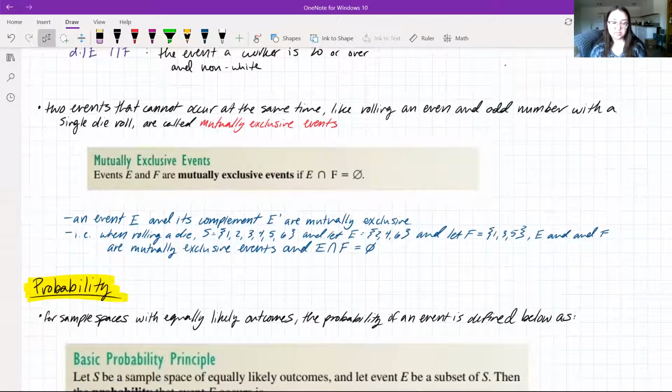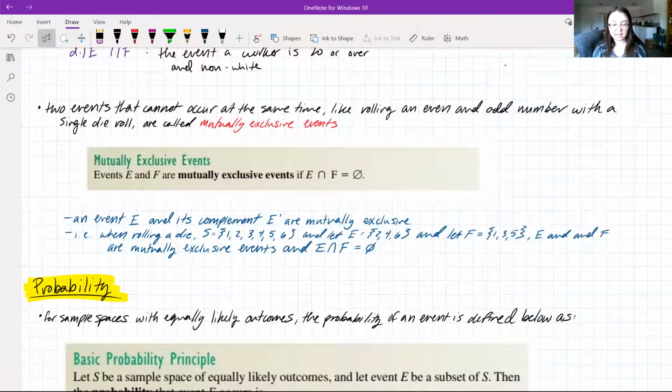So now we say that two events that cannot occur at the same time, like rolling an even and an odd number with a single die roll, are called mutually exclusive events. Events E and F are mutually exclusive if E intersect F is equal to the empty set. And this is because if they cannot occur at the same time, that means they will not have any of the same elements. And if they don't have any of the same elements, then the intersection would be the empty set.